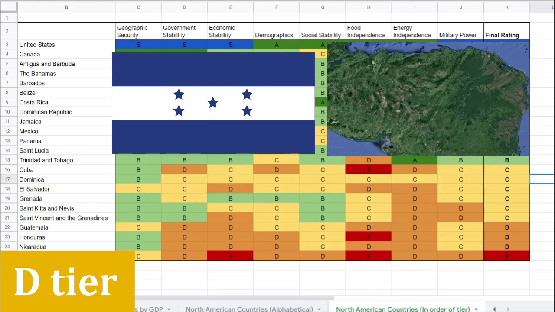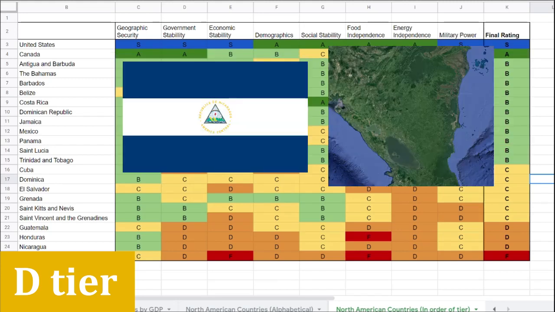Demographics is D. It is in the phase 3 population model, but it does not have any economic growth. Phase 3 is basically when population growth is slowing and beginning to invert and go into an aging population. So not having any economic growth in that situation is very bad. And social stability is C, former Spanish colony. Food independence is F. Yeah, it imports more than half of its food. Not very good. Energy independence is D, and its military power is C. Not much to say there.